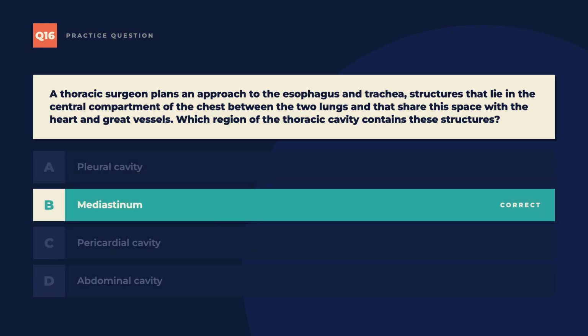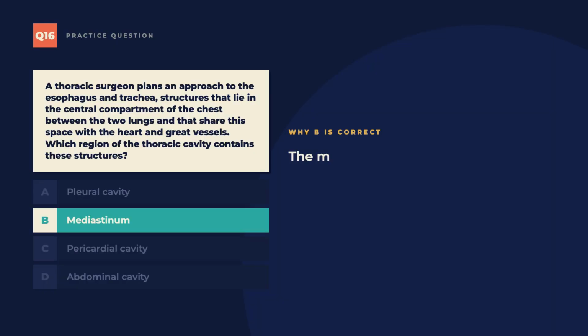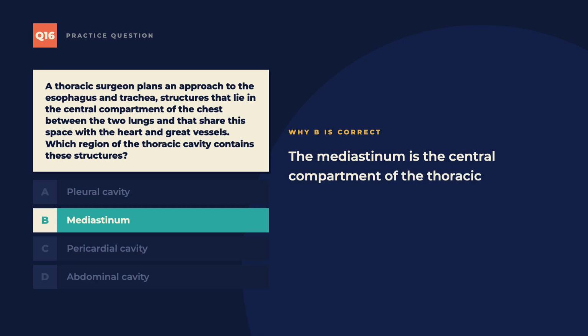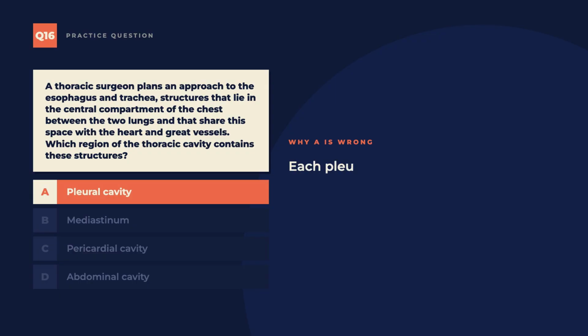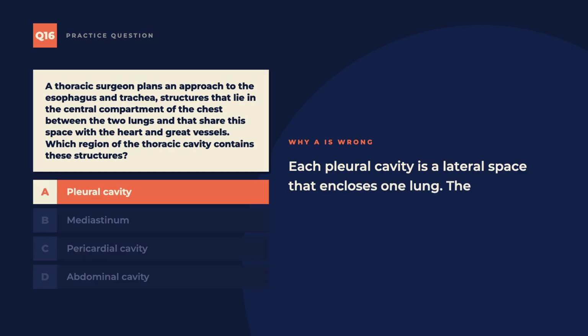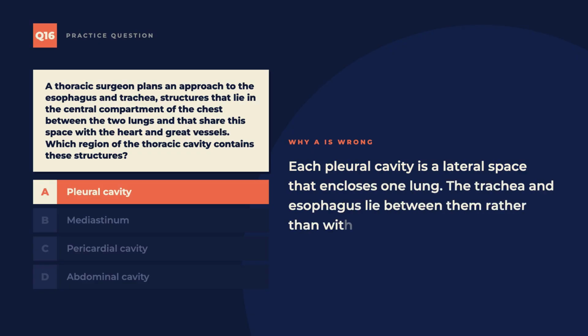The correct answer is B. Mediastinum. B is correct because the mediastinum is the central compartment of the thoracic cavity, flanked by the two pleural cavities. It houses the heart, great vessels, trachea, esophagus, and thymus. A is wrong because each pleural cavity is a lateral space that encloses one lung. The trachea and esophagus lie between them rather than within them.